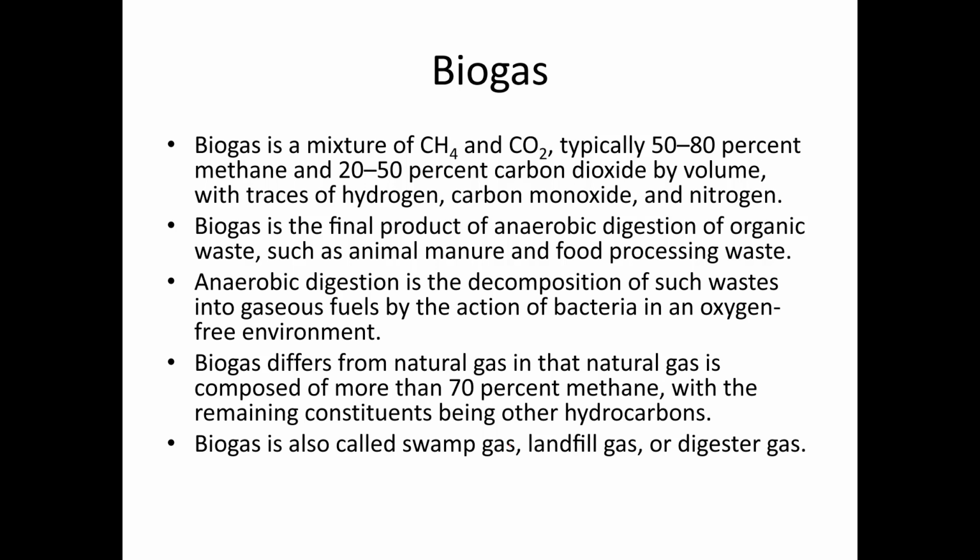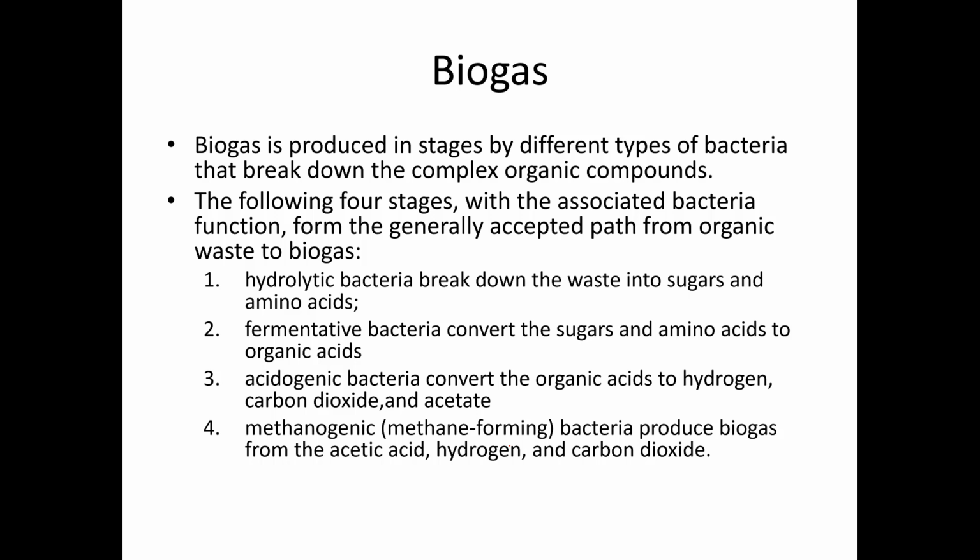Biogas is also referred to as swamp gas, landfill gas, or digester gas. Biogas is produced in stages by different types of bacteria that break down the complex organic compounds. The following four stages with the associated bacterial function form the generally accepted path from organic waste to biogas. First, hydrolytic bacteria break down the waste into sugars and amino acids.